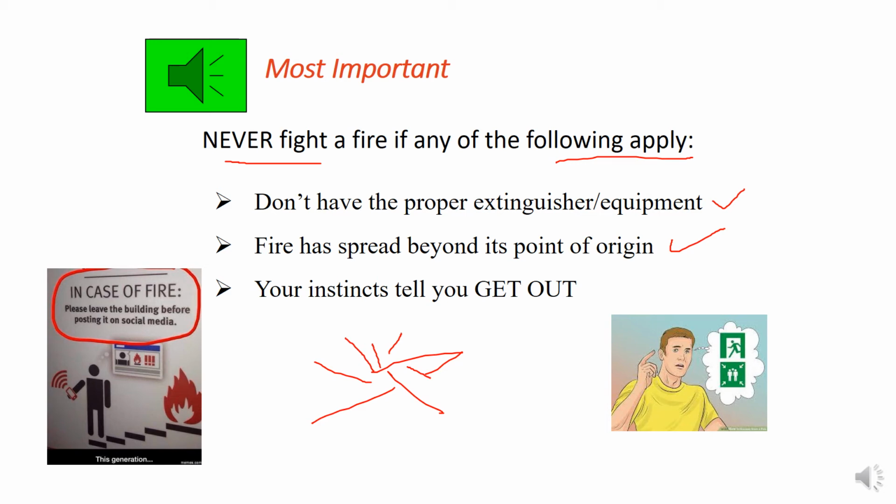And the third one: if your instincts tell you to get out, it means the danger is high. If your instincts tell you the danger is very high, then of course you should follow your instincts, right? Then run away and do not fight the fire. So these three rules are very important. If any of these three is true, you should never fight the fire.